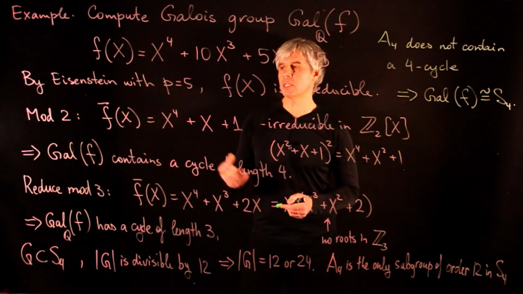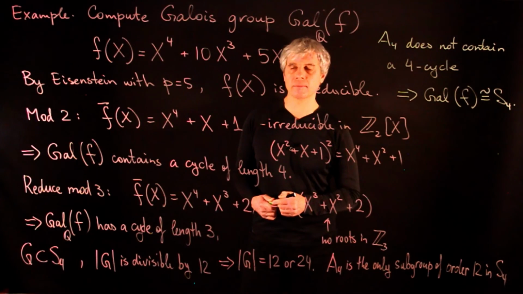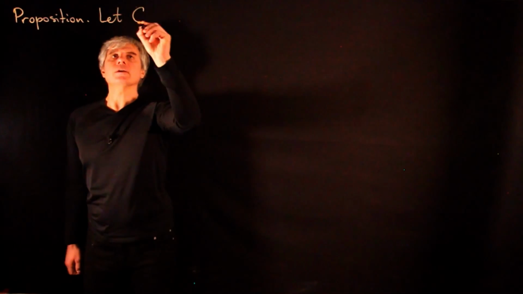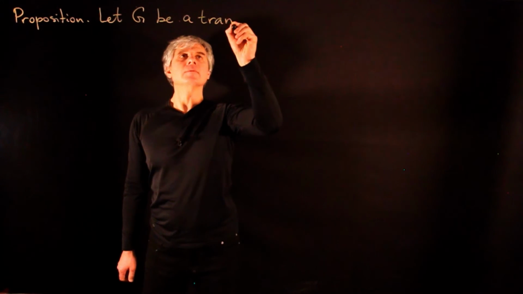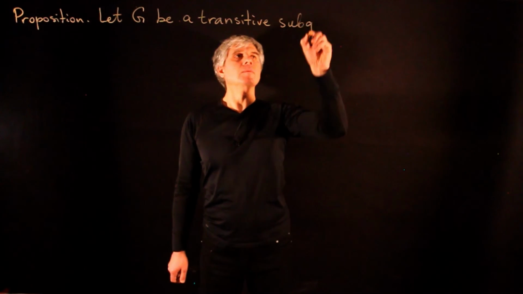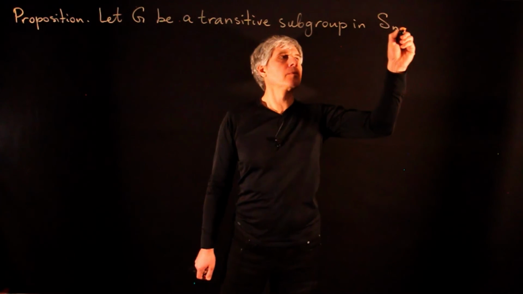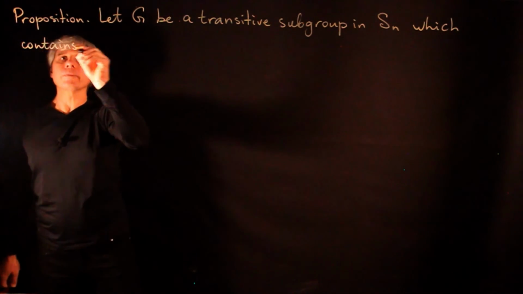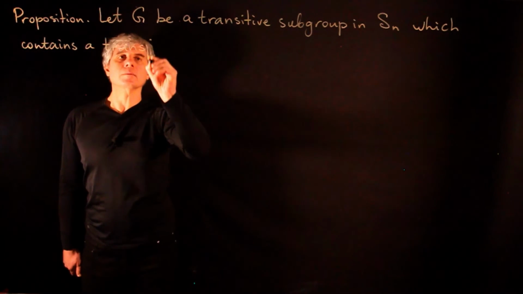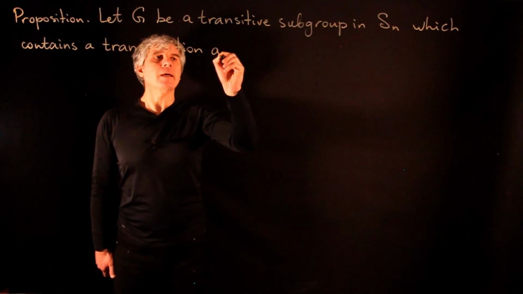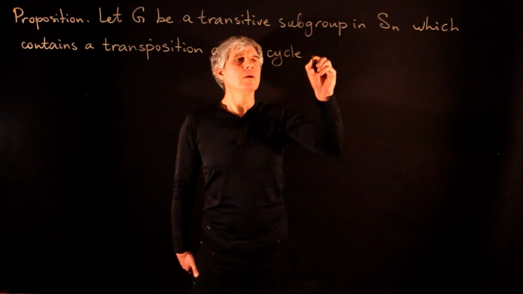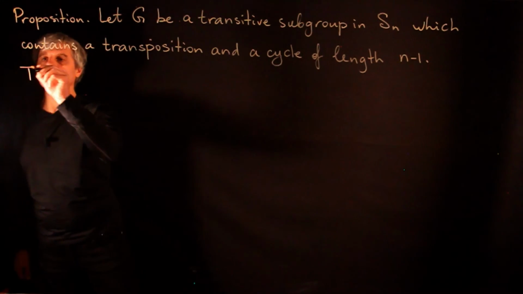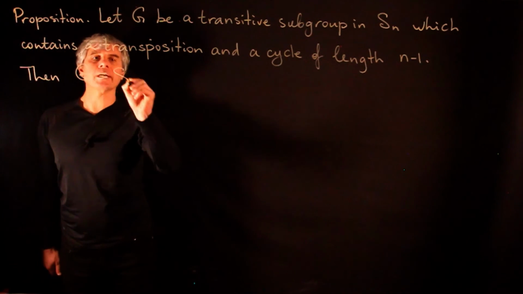Let us mention a result about permutation groups, which can come quite handy when we are trying to prove that a particular Galois group is isomorphic to the full group Sn. Proposition. Let G be a transitive subgroup in Sn which contains a transposition and a cycle of length n-1. Then G is equal to Sn.